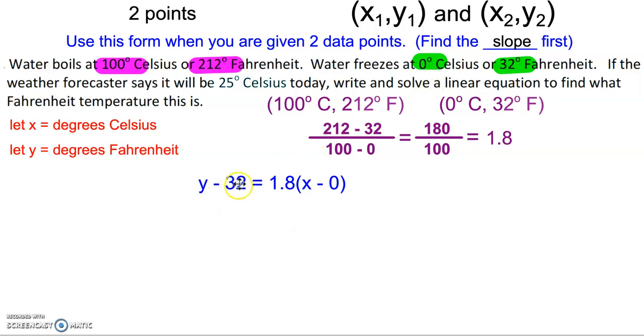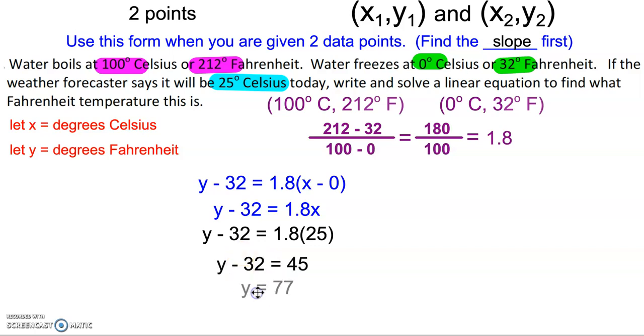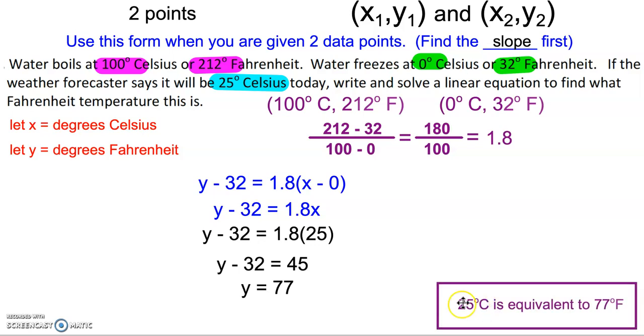Now that we have the equation, y minus 32 equals 1.8 times x minus 0, I can plug in the value of 25 for the degrees Celsius. So 1.8 times 25 is 45, add 32, and we get 77. This means that 25 degrees Celsius is equivalent to 77 degrees Fahrenheit.